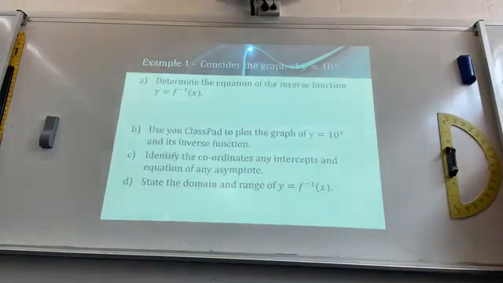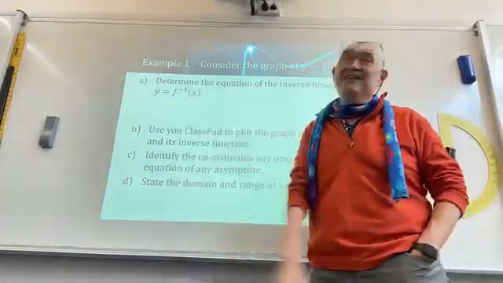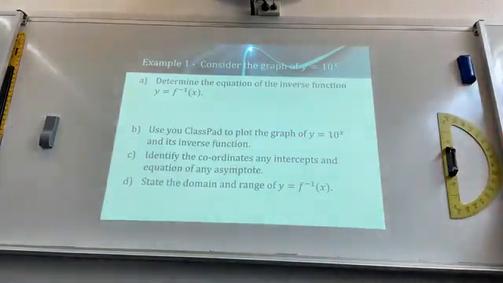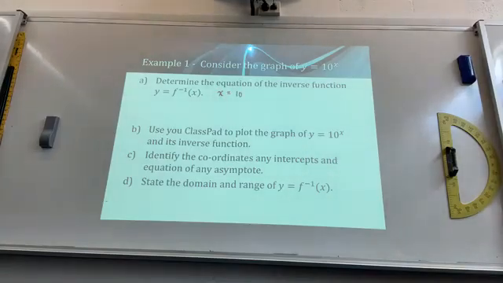Okay. Now, let's consider the graph of y equals 10 to the power of x. Can you determine the equation of the inverse function of that, y equals f inverse of x? What would the inverse function be? If you're going to go step by step, swap it over: x equals 10 to the power of y. So log 10 of x equals y. So y equals log 10 x. You don't have to write the 10 if you don't need to.